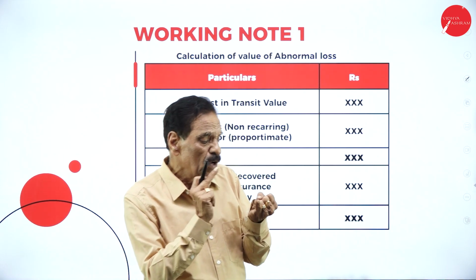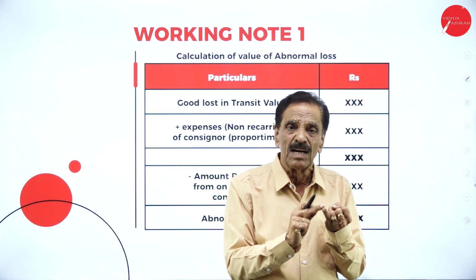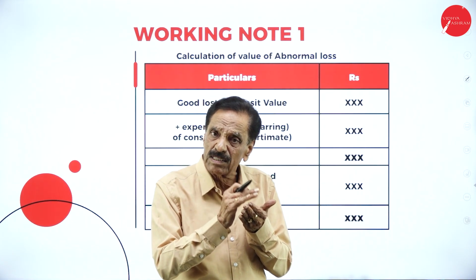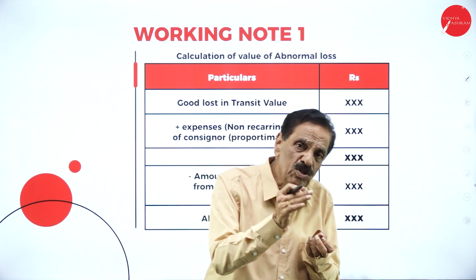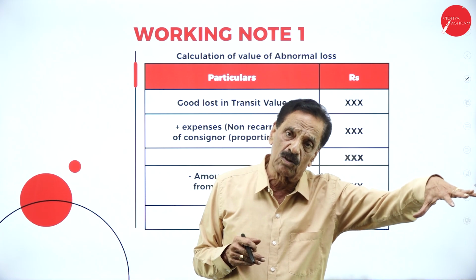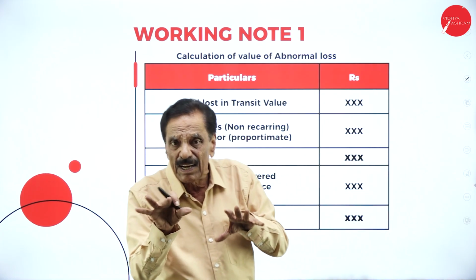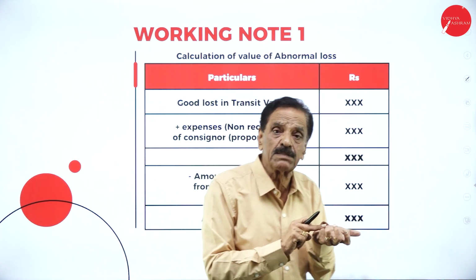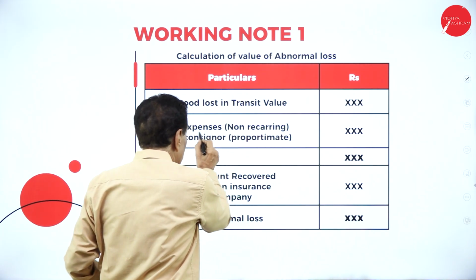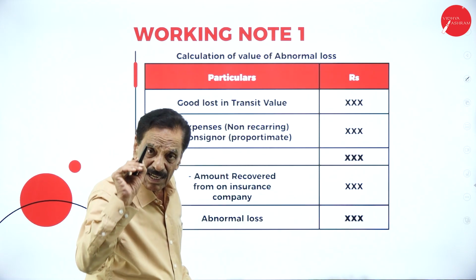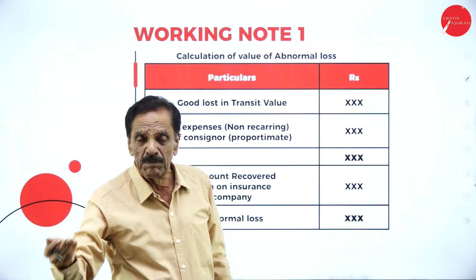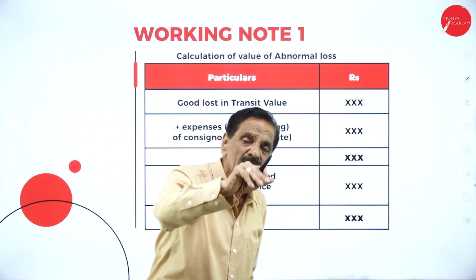So which are the items? One is loading charges, another is unloading charges, carriage on purchases, octroi, dock dues, and insurance. Insurance made on the goods should be taken into consideration. Other recurring expenses like advertisement, sales expenses, and other expenses should not be considered. These are non-recurring expenses of only the consignor, because the goods have not reached the consignee. The goods have been lost in transit.